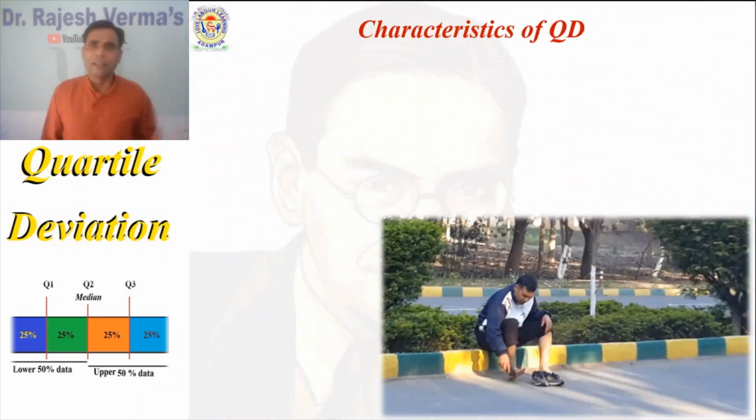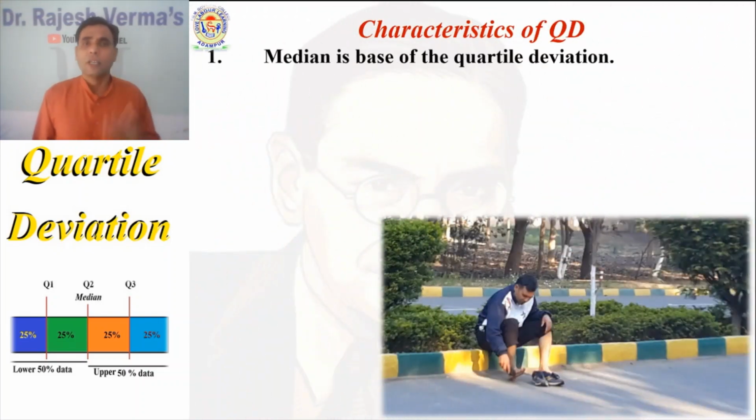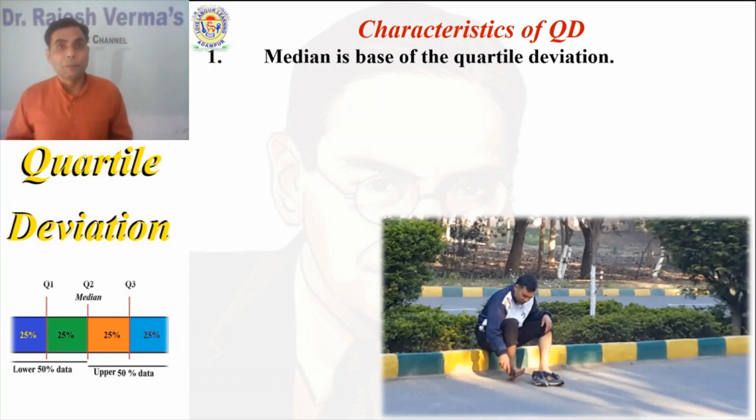What are the characteristics of quartile deviation or QD? First, the median is the base of quartile deviation, because we calculate three medians. One is the median of the whole data. Second, quartile 1 is the median of the lowest 50% of the data, whereas quartile 3 is the median of the highest 50% of the data. So you must understand, the median is the base of the quartile deviation.